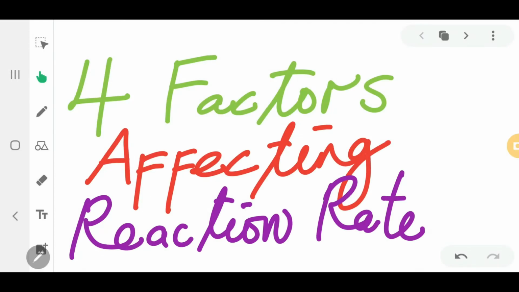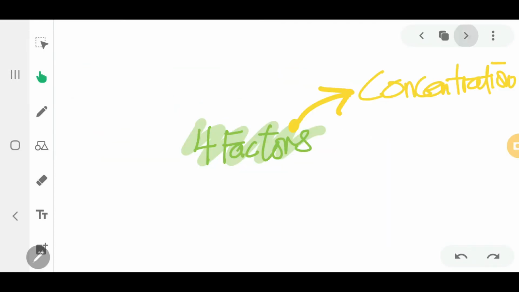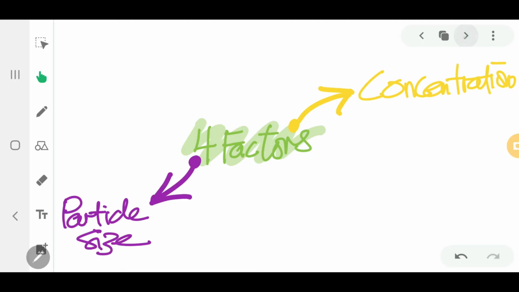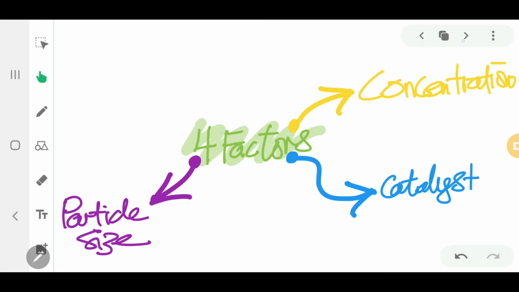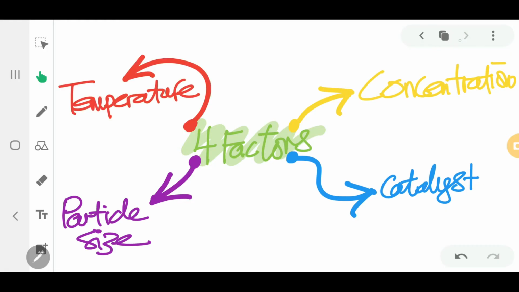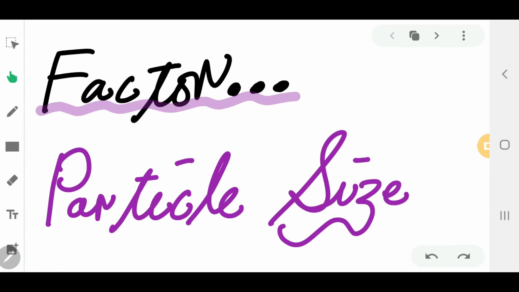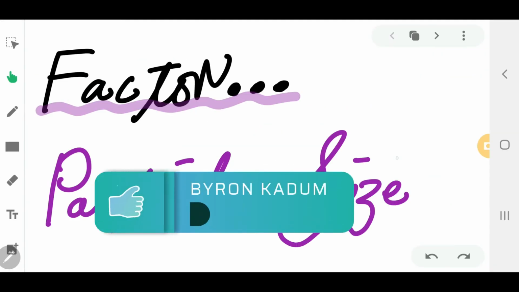There are four factors affecting reaction rates. Number 1, concentration. Number 2, particle size. The third one is catalyst. And the fourth factor is temperature. In this STR8CHEM session, we're going to look at the factor of particle size.